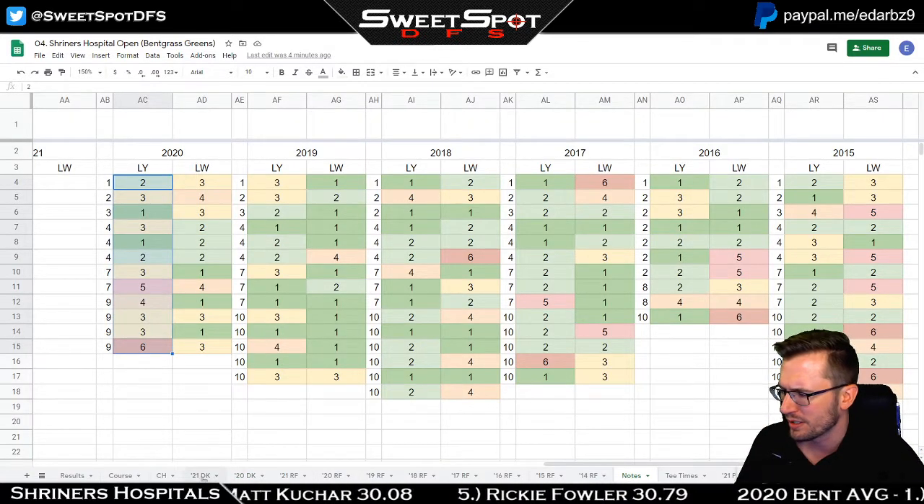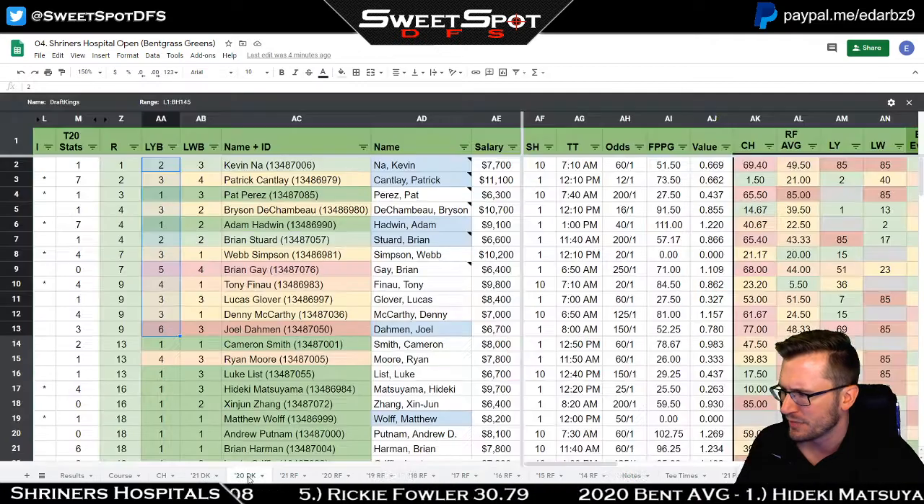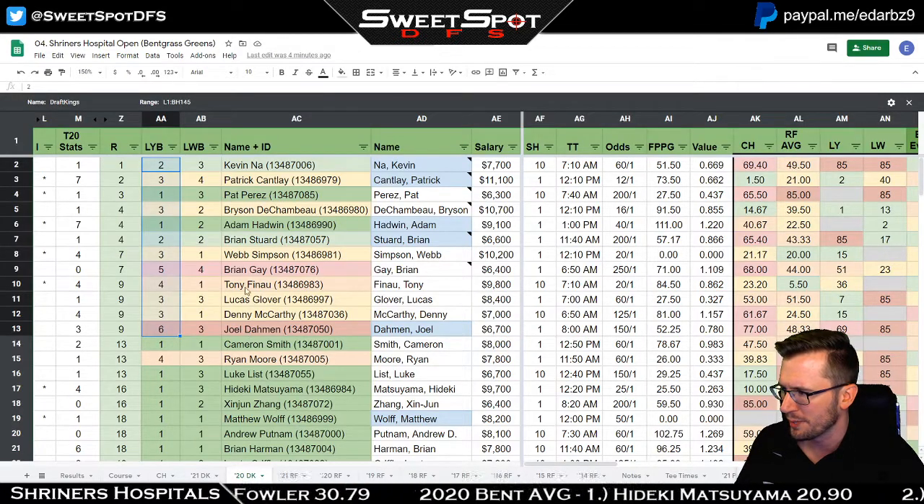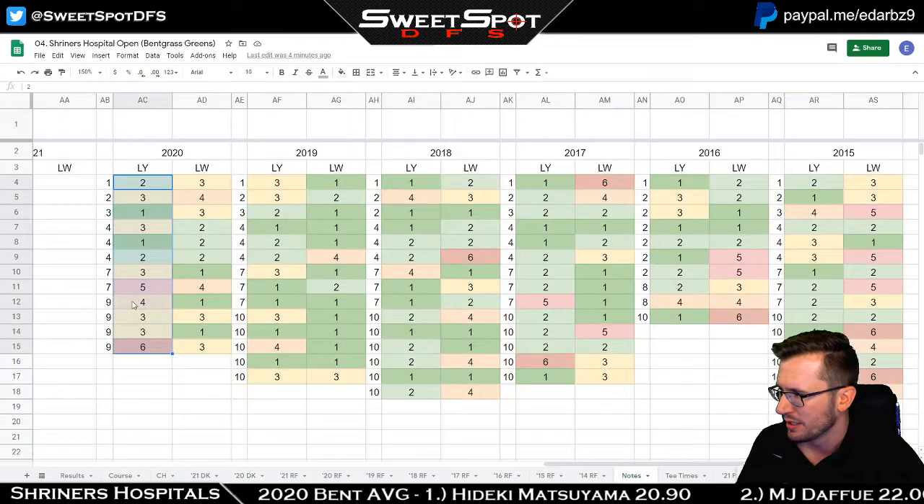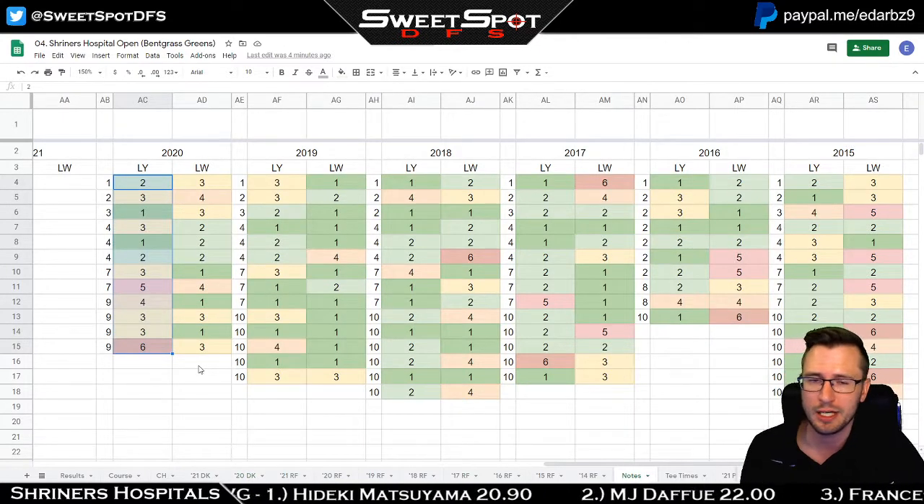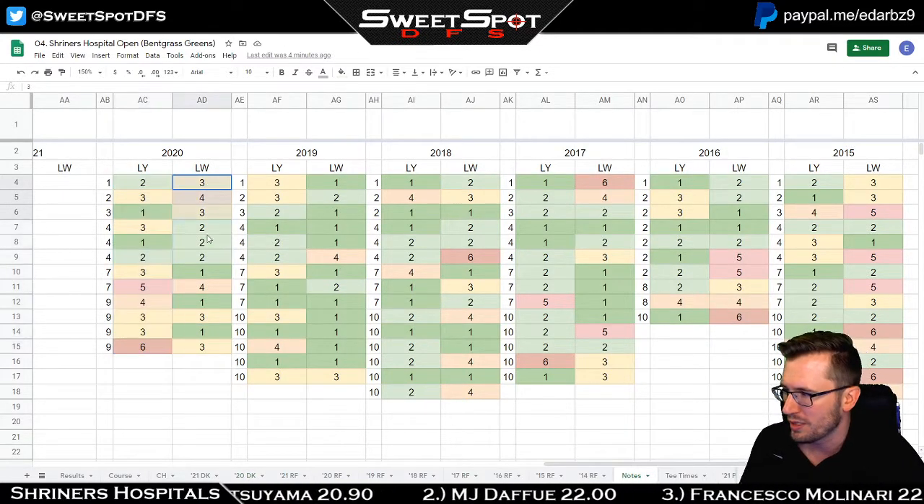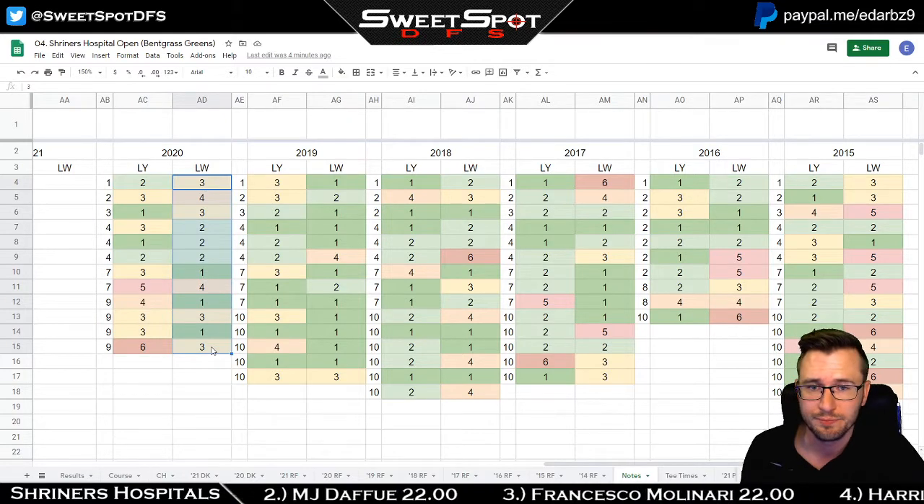Maybe in different orders, but you can see Joel Dahmen, Brian Gay, a 6 and a 5. You can see what they are right there. So it actually is in order. And then you also see the last week bucket as well.